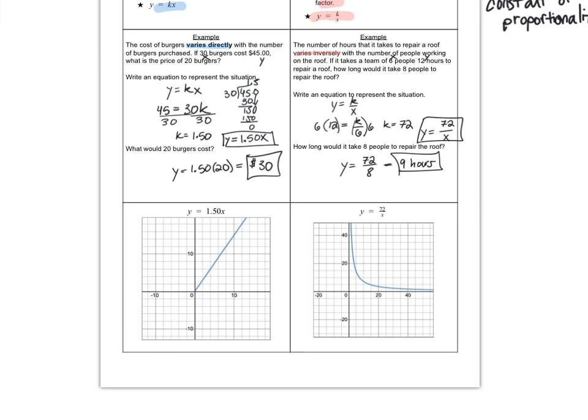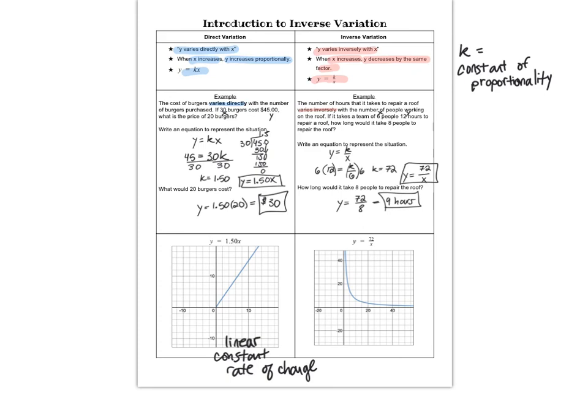Now down below, you can see the graphs of these equations. The graph of y equals $1.50x is a linear function. It has a constant rate of change. The graph of y equals 72 divided by x is not linear. And it does not have a constant rate of change. In fact, it's curved. So that's a summary of inverse variation and direct variation and how they are related.